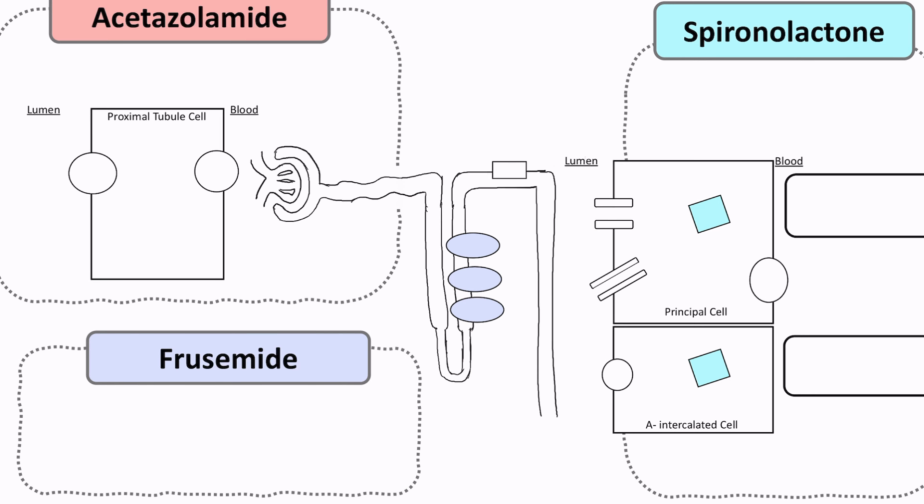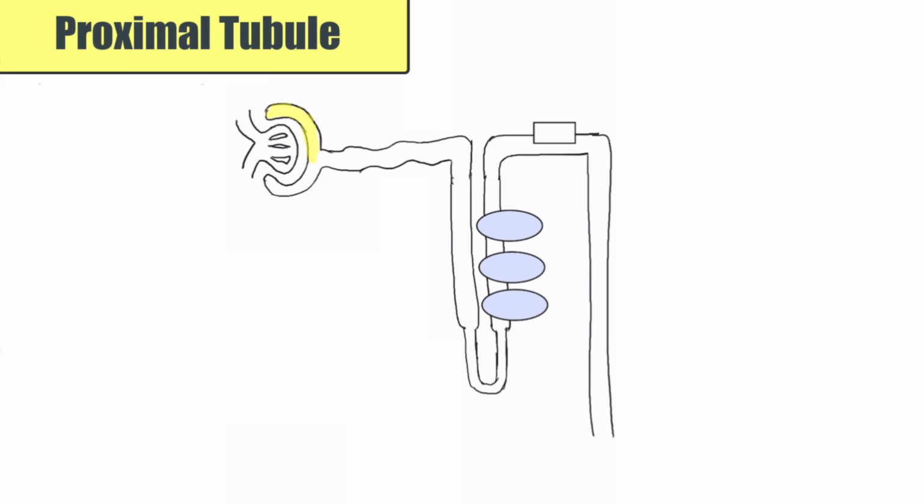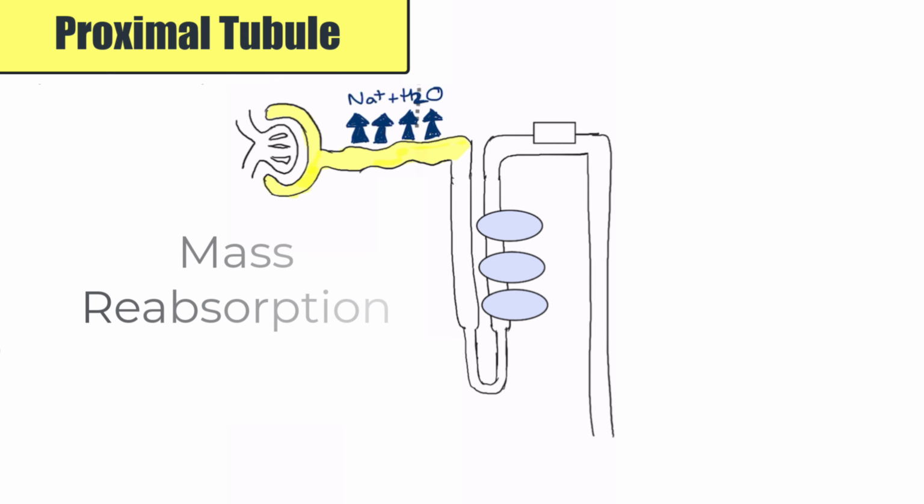And sodium has a few different mechanisms of absorption throughout the nephron. In the proximal tubule, there's lots of sodium uptake. The proximal tubule is your mass recycling, mass reabsorption center. So here, sodium has many different channels and ways to get back into the body.